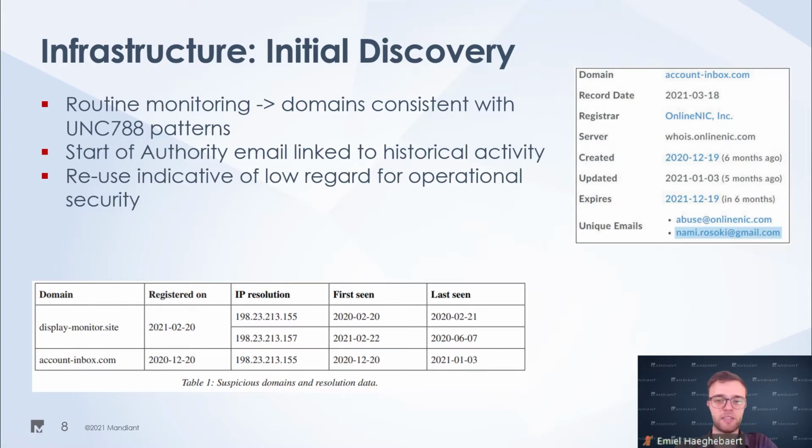And then notably, the DNS start of authority entry for account-inbox.com was set to namiurasoki@gmail.com. And this is an email address we historically have observed in use by this threat actor to register malicious infrastructure. One of the malicious domains, in fact, youtube-videos.com, was registered in July 2017, and interestingly, mimicked the Telegram login page, right? Likely in an attempt to steal user credentials. And there's more information on this actually in a 2018 Cisco Talos blog as well. So the reuse of this email address for domain registration is again indicative of perhaps the actor's relatively low regard for operational security.